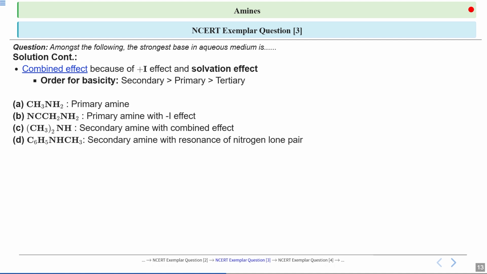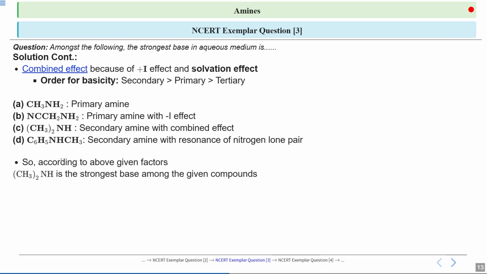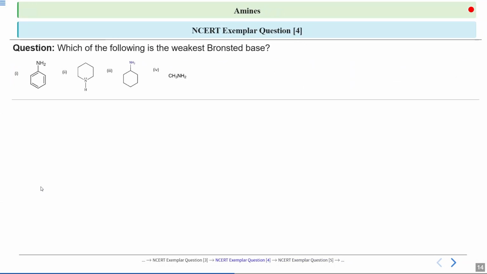And if we see the C1, this is also a secondary amine with resonance of nitrogen lone pair. Okay, because you will see here nitrogen is bonded to this ring, so its lone pair takes part in the resonance with this ring. So it shows resonance stabilization. So according to the above given factors, you will see this, which is dimethylamine, it is the strongest base among the given compounds. Okay, so therefore option number C is the correct answer for this question.